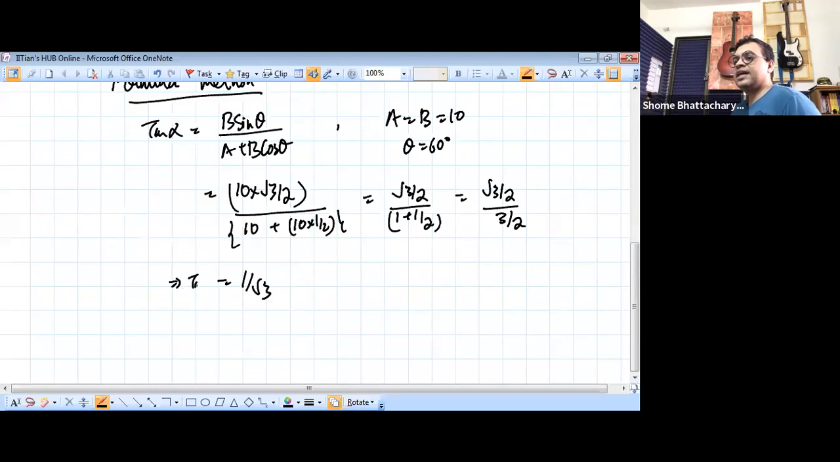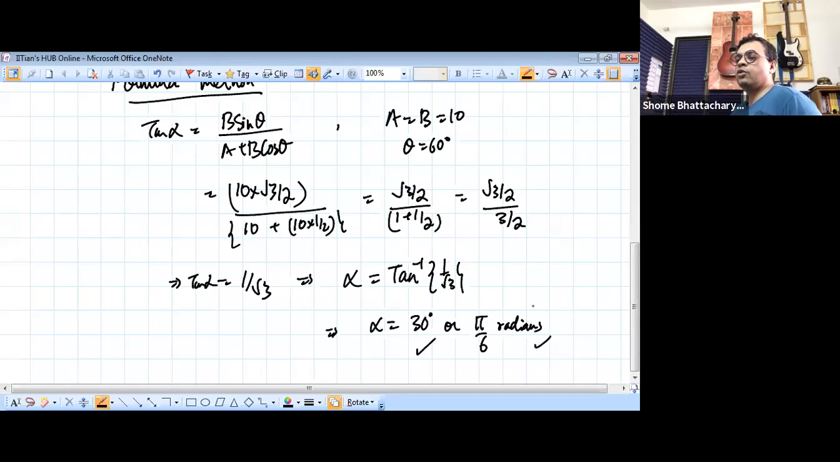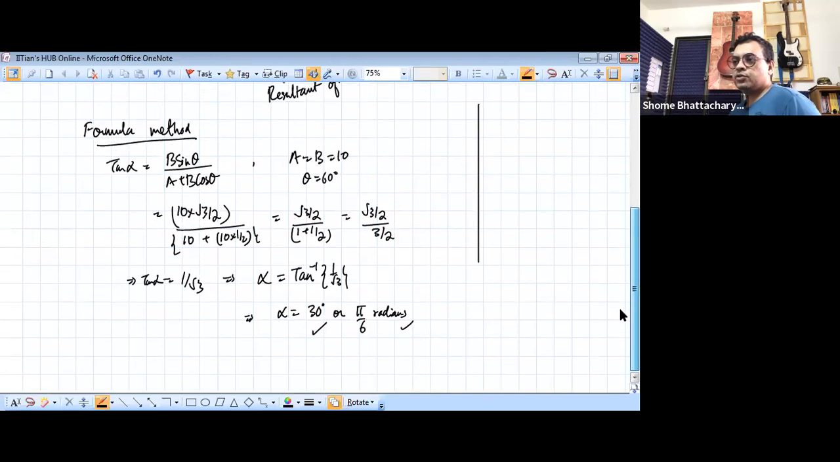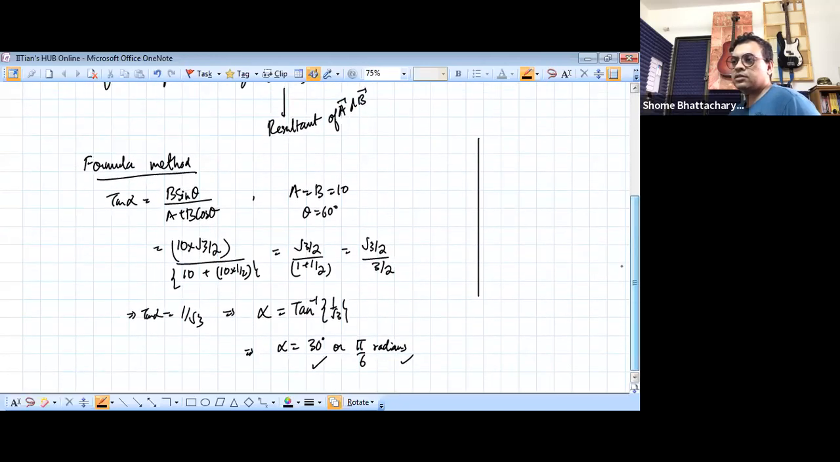So this is telling that tan alpha is 1 by root 3, or that's the same thing as saying that alpha is tan inverse of 1 by root 3, which you know is 30 degrees. So alpha is 30 degrees, or you can also call it pi by 6 radians. Both answers are equally valid. So this is the formula based method of doing the question. Now I'll also show you the geometry based method, which is equally easy here. You should know it by all different types of methods for your convenience.